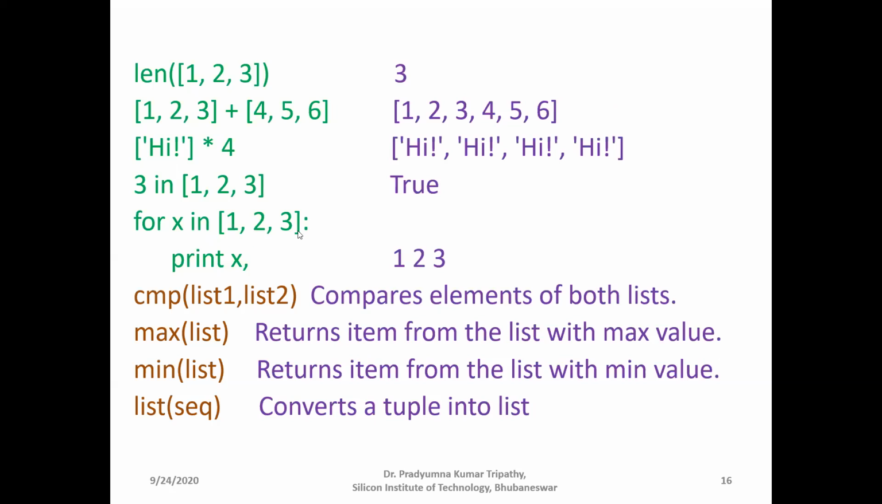Right? So similarly, if I write for X in [1, 2, 3], print X, it will print the elements like this one. I have given a comma, it should have a comma over here. I forgot to give this comma. So comma has to be over here.